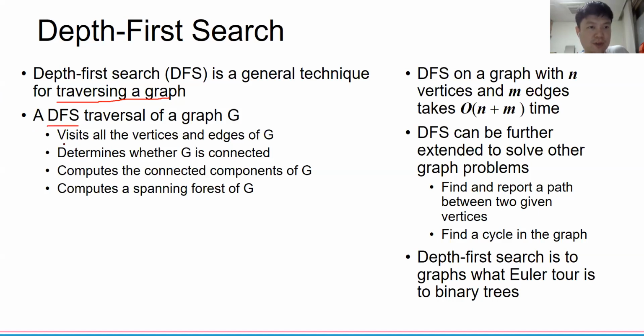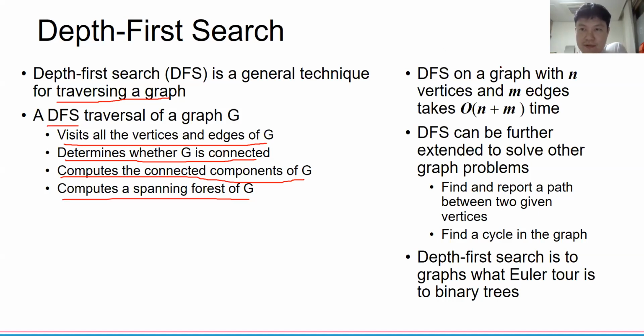So first, visit all the vertices and edges of G, and then determine whether G is connected, and compute the connected components of G, and then compute a spanning forest of G. Okay. So if you have in mind the terminology of the graph, so you know the connected graph, you know the connected components, and you know the spanning forest, then you can understand this idea of the algorithm.